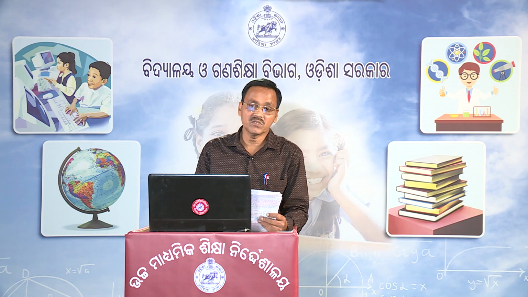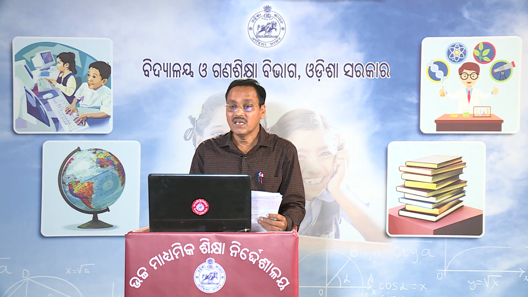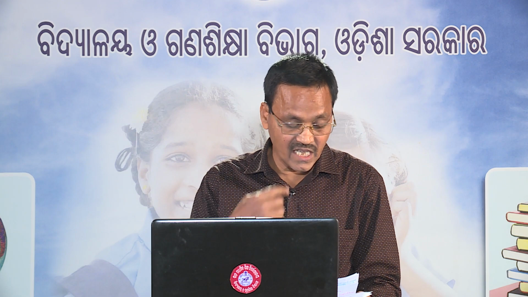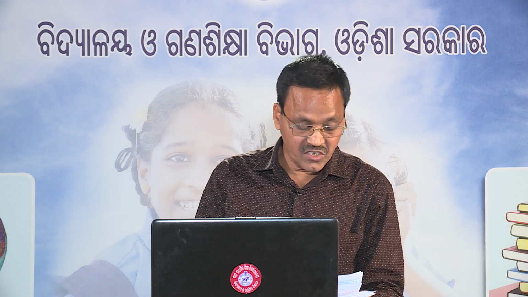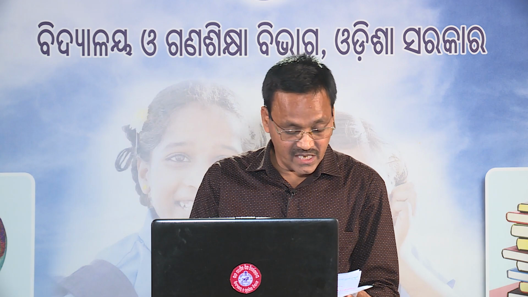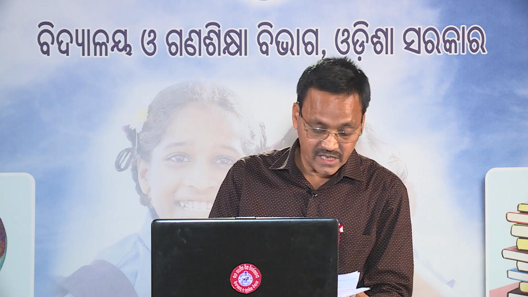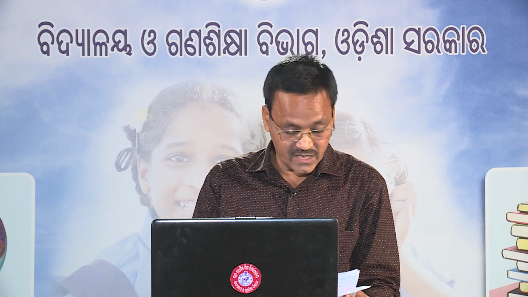Another important factor is the solid organization of the party, because the party is organized at the national as well as the grassroots level. At the national level the party has a national council, and at the state level there is a state council. At the national level there is a national executive and a party president, and at the state level there is a state executive, state council, district committees and district presidents.